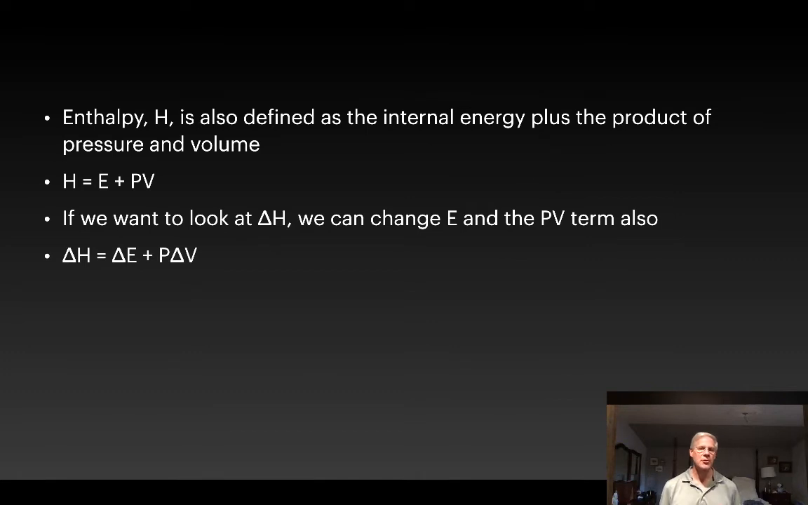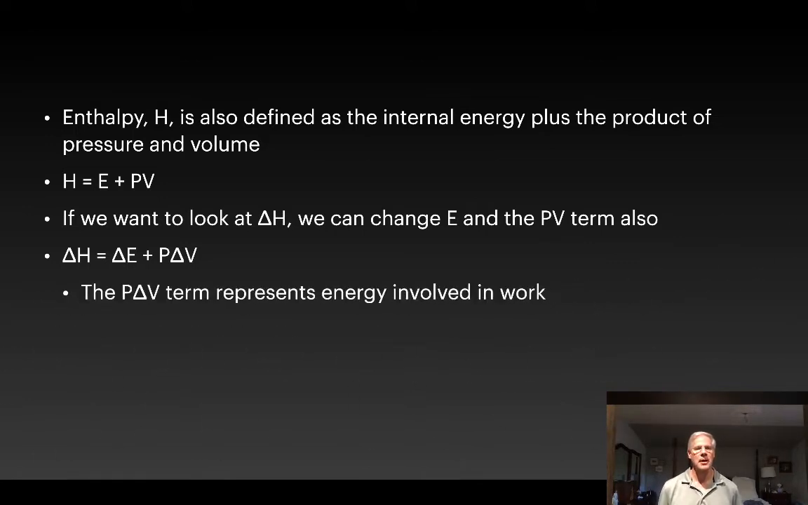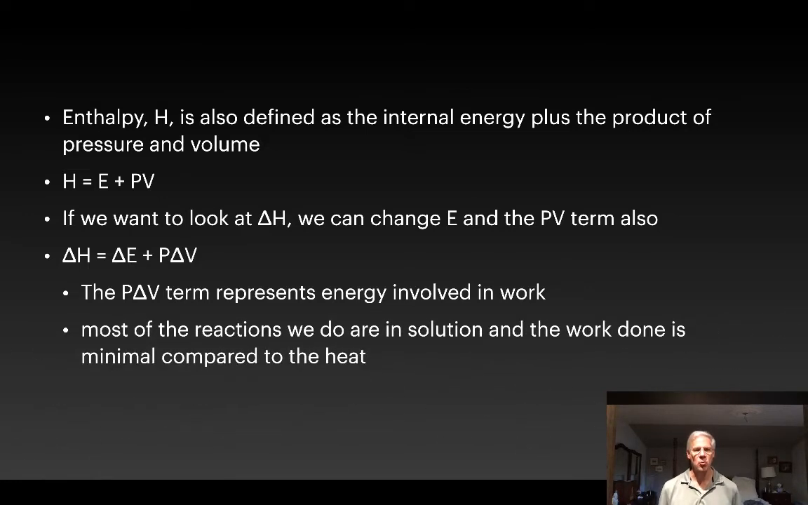But since we're under constant pressure conditions, the P is not going to change. However, the V can. And so we have delta H is equal to delta E plus P delta V. Okay, we should recognize that P delta V, that's the amount of work that's either done onto or by the system. So that's the amount of energy that is involved in work.